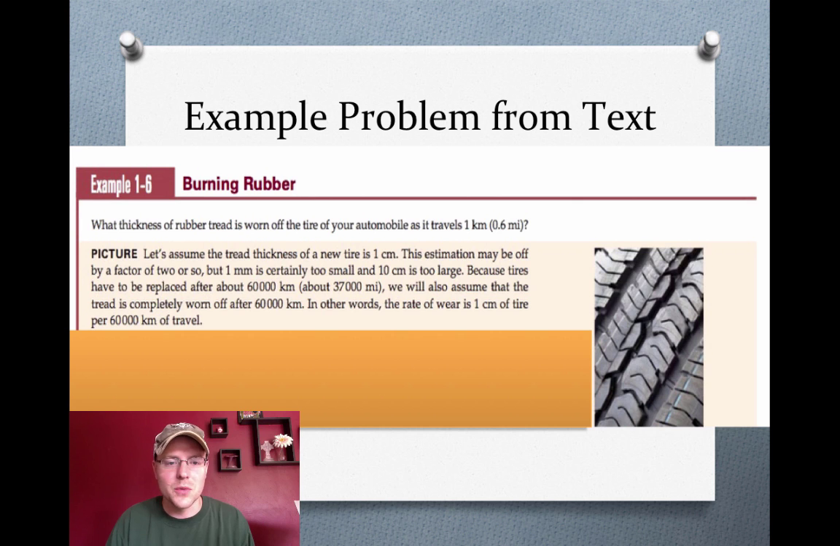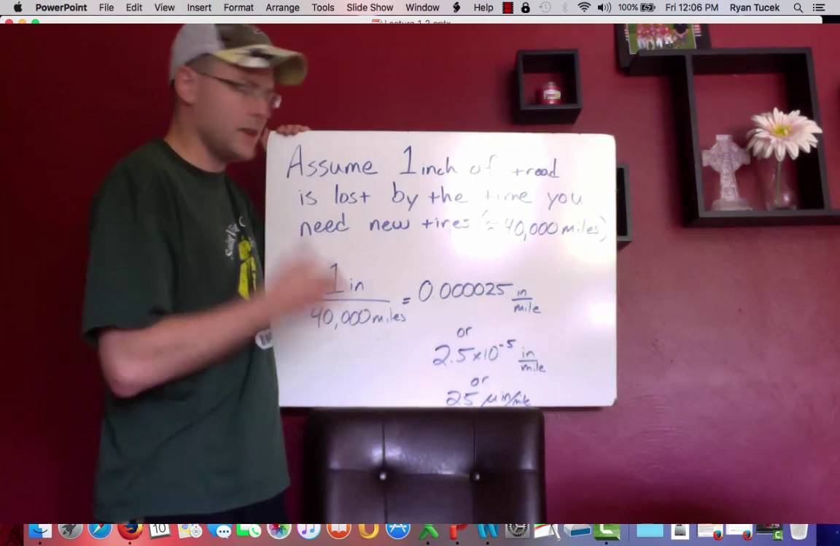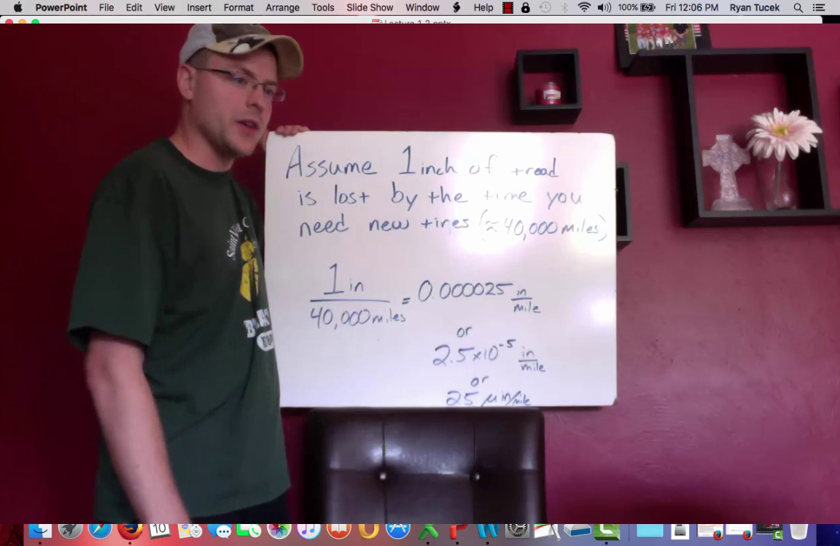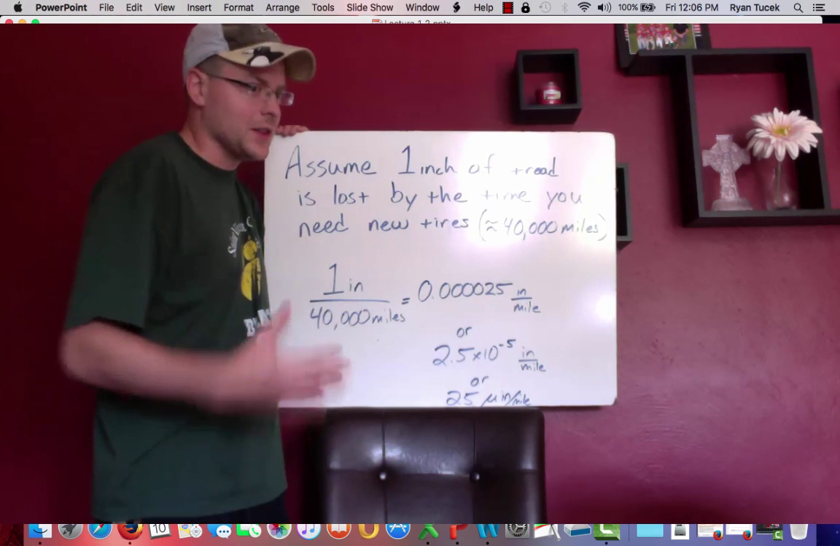You can follow along with it as I do here, but they say, hey, what's the thickness of the rubber tread worn off your tires if you travel 1 kilometer, or in that case 0.6 miles. The book follows you right through that example. I kind of have my own example I want to show you right up here on a board. So I'll show you my example and attempt at this Fermi question. Okay, so for my Fermi question here, I know it's not the same exact one that you have there in the textbook, but again, these are estimation questions.